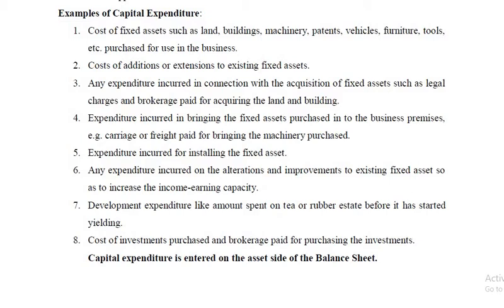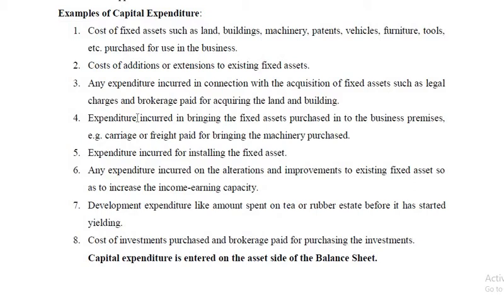Similarly, expenditure incurred in bringing the assets purchased into the business, like carriage or freight paid for bringing the machinery purchased. Ordinary carriage, that is revenue expenditure on goods especially. Whereas here, carriage or freight paid for bringing the machinery into the business is capital expenditure, and the carriage or freight is added to the machinery account. It will not be debited to the trading and profit and loss account, or in the case of income and expenditure account, to the expenditure side of the income and expenditure account.